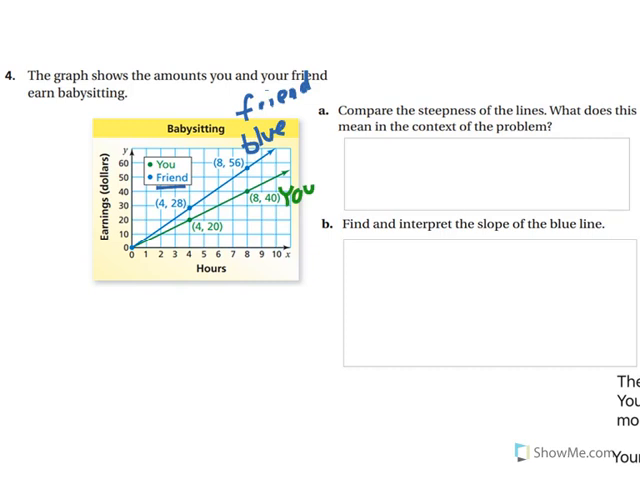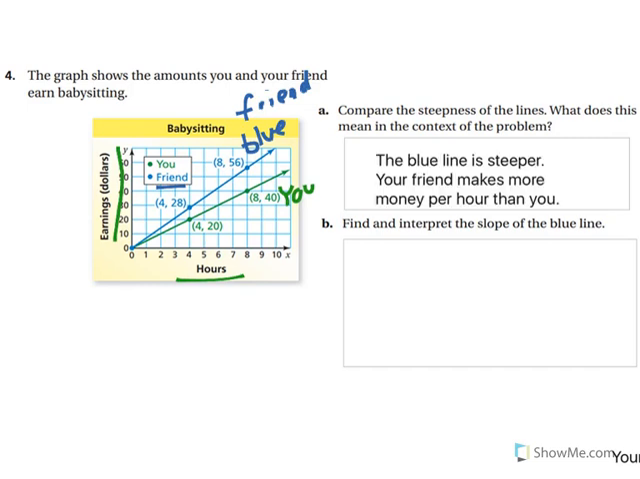So what does that tell us? Well, we have to look at what the steepness really means. The change in Y is our earnings. That's how much money we're making. And the change in X is the hours. So if we have a higher slope, that means we're earning more money for every hour that we're working. The higher the slope, the more Y over X. So it means we're making more money. In this case, the blue line is steeper. So what this means is your friend makes more money per hour than you. And that's all that we have here.